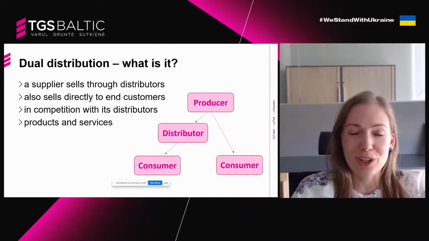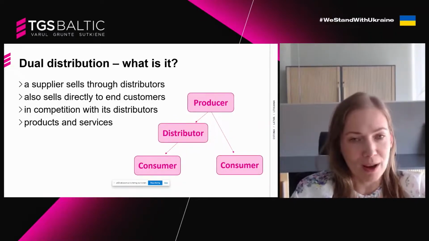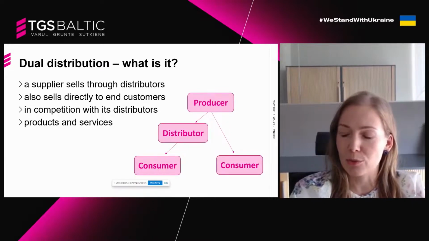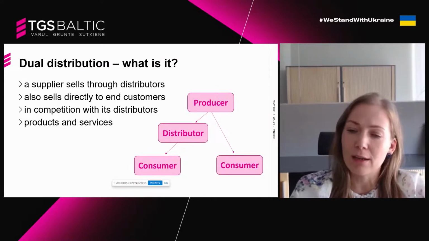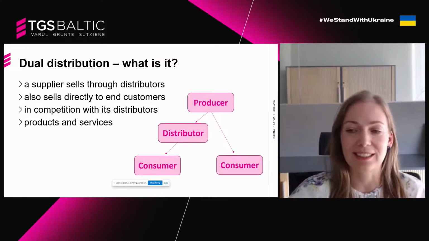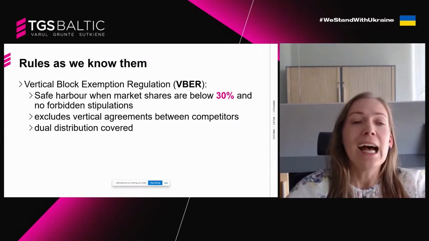So dual distribution, basically, it's where a producer or supplier sells through its distributors, but also sells directly to end customers. So you can see this illustration here. On the consumer level, basically, the producer is also competing with its own distributor, right?